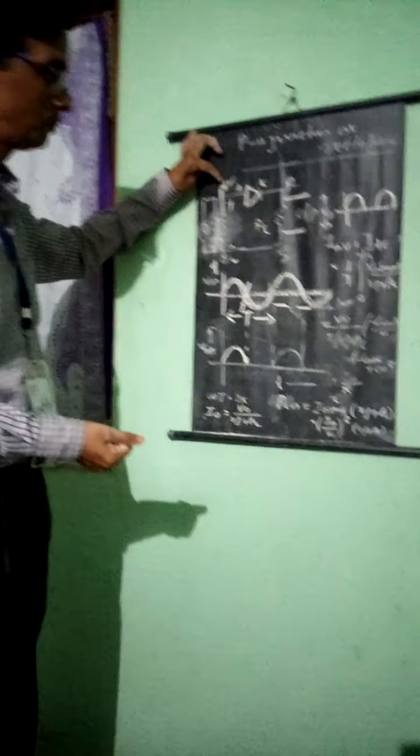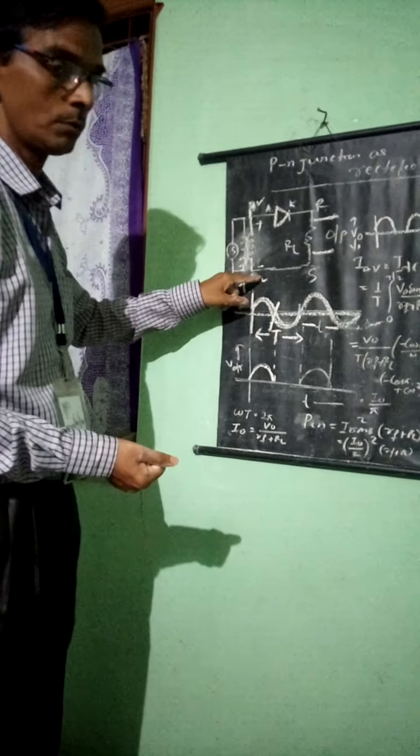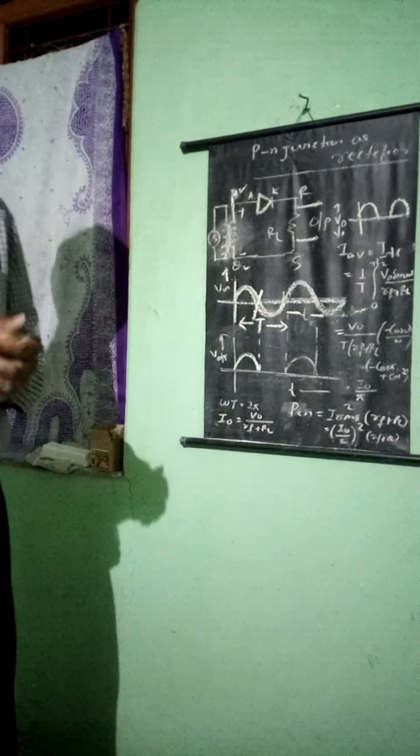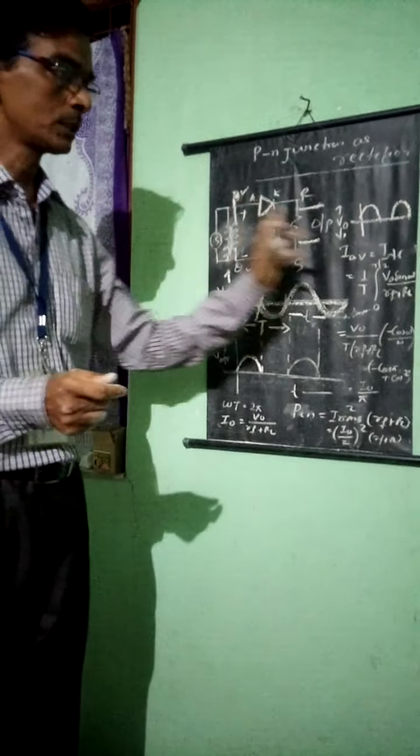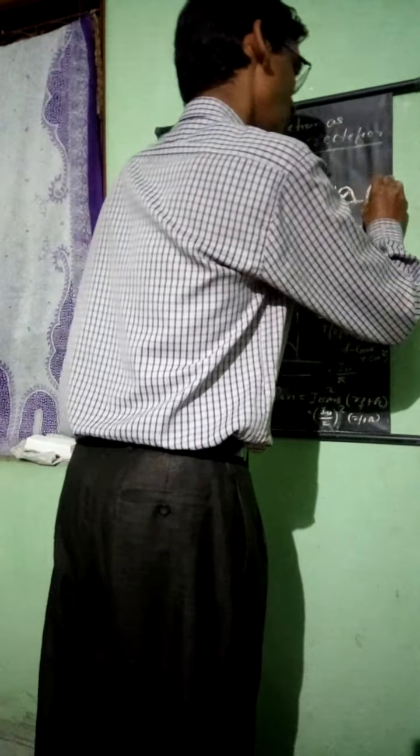Why? Because P is positive and negative with respect to Q, so reverse biasing takes place. For the reverse biasing mode, it is not useful. For the forward biasing mode, it is useful. Hence, you are getting all the positive half cycles at the output.